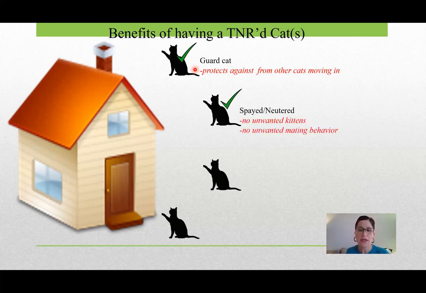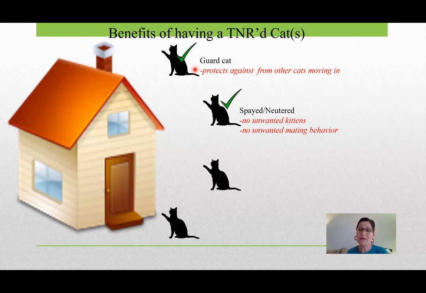Okay, 2, the cats are already going to be spayed and neutered. So again, you don't have to worry about any unwanted kittens. You don't have to worry about any unwanted mating behavior. So if you have ever witnessed cat mating behavior, it is not pleasant. You get the yowling and the spraying and the noises at weird hours of the night. So you don't have to worry about any of that.